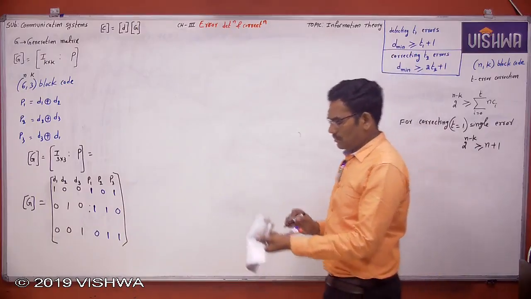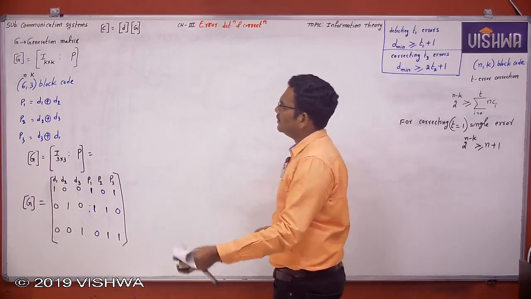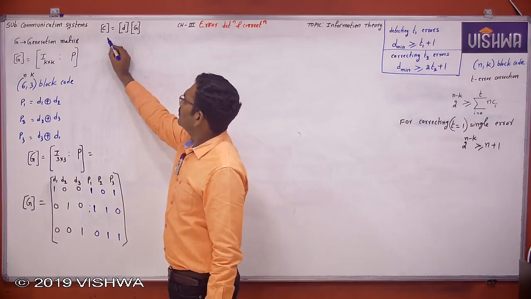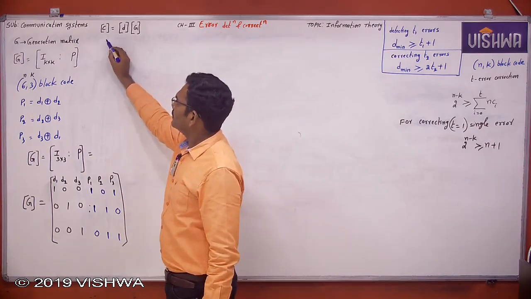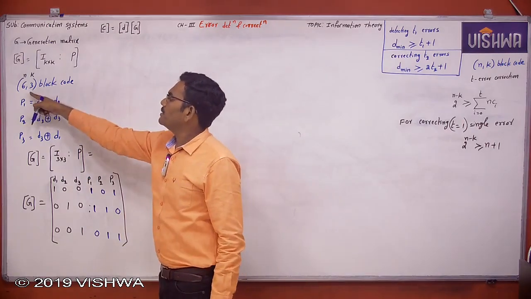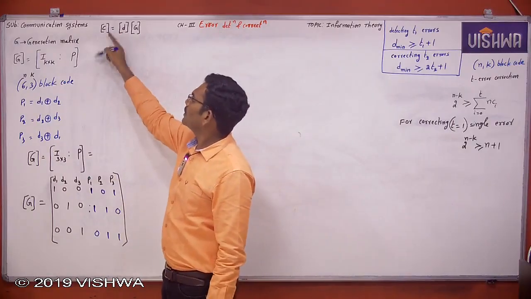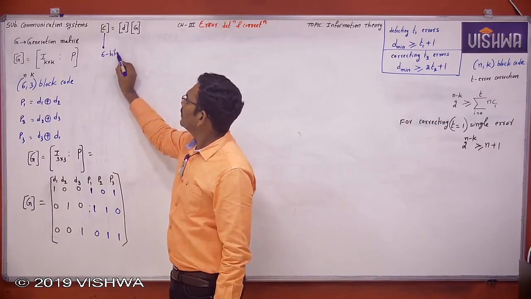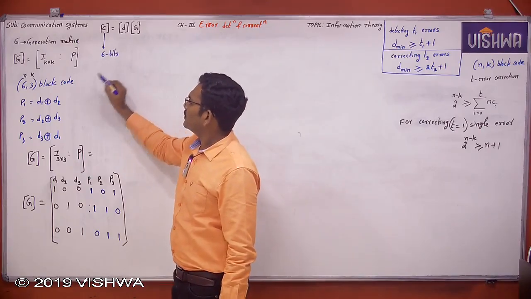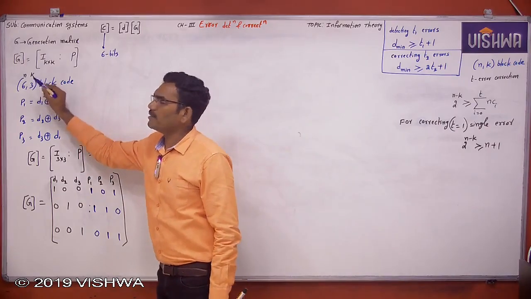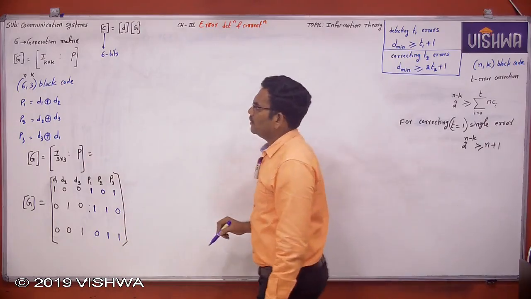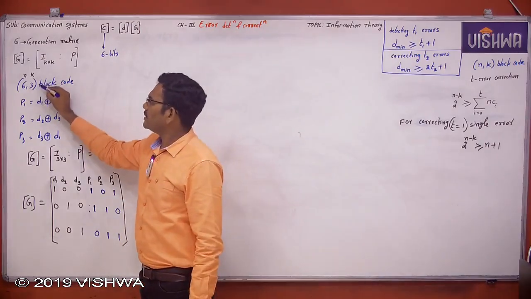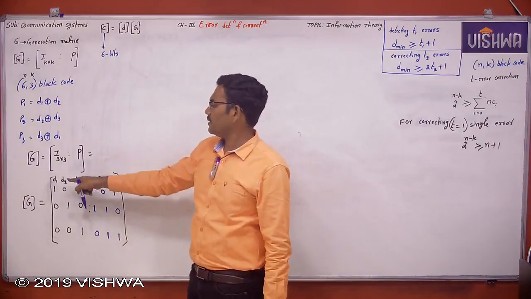Now if you see here, you can easily understand this is the code. What is the code length? The code length is 6, so the total code length is 6 bits. Now in that 6 bits, how many are the message information bits? The 3 are the message information bits.